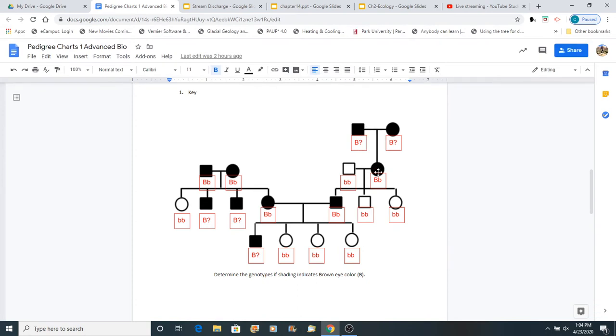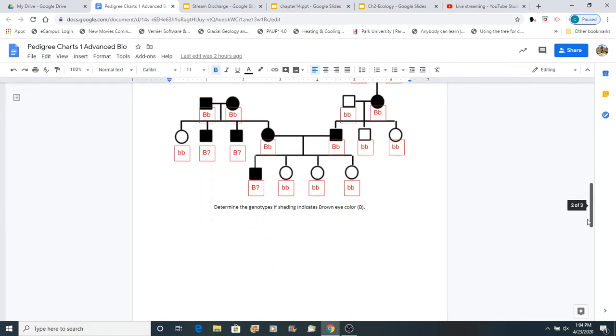But as such, we know that one of the parents has the little b, but we don't know which one. We could take a guess, but we could be wrong in that guess. So when in doubt, you put a question mark. There are some circumstances where you have enough information to guess, but it's not always going to be right, so you just put a question mark.